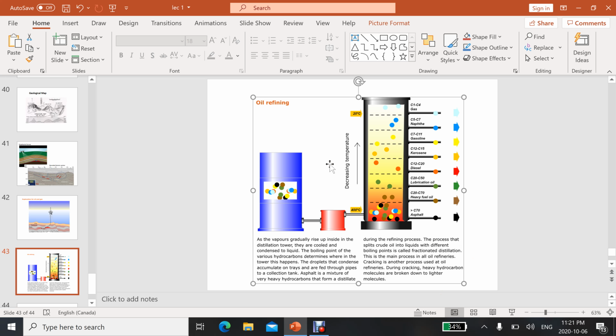The only thing to understand is that the liquid or oil and gas you obtain from the well should go through a distillation process so that you can separate different types of hydrocarbons like gas, naphtha, gasoline, kerosene, diesel, lubrication oil, heavy fuel oil, asphalt, and so on.